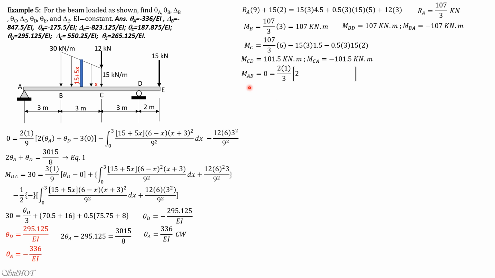So moment AB, therefore, let's consider AB. Moment A to B is 0, moment at A is 0, because we expect moment at B, so we use 2EI, 2 times 1 over L, 3, the span AB is 3. Quantity 2 times theta A, which we already computed, and we use the result theta A from slope deflection, not from the final answer. So 336 plus theta B, then minus 3 times delta B over 3.